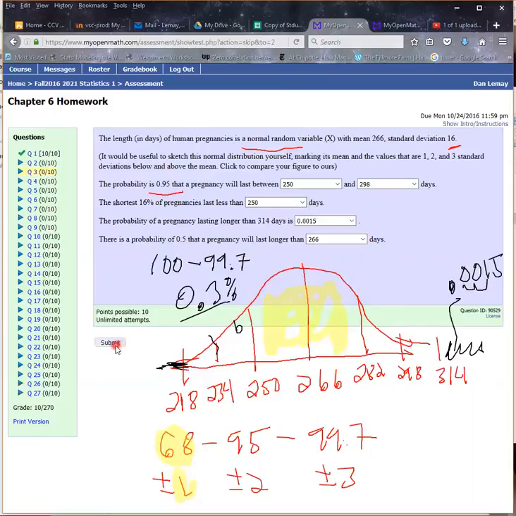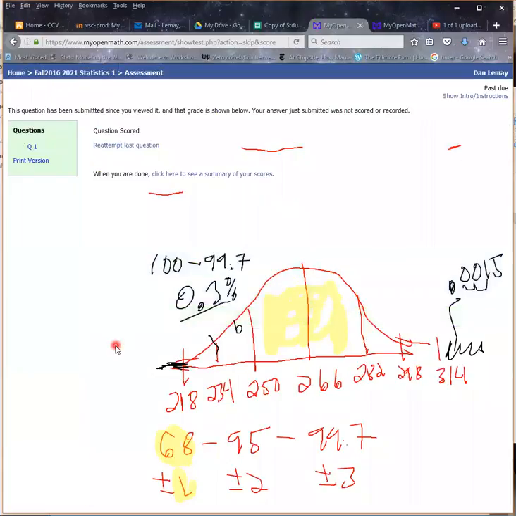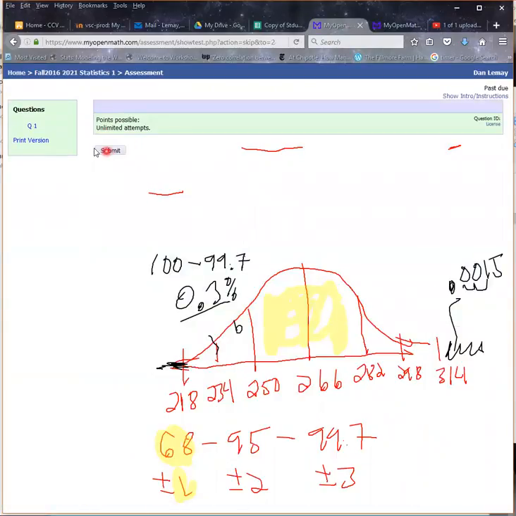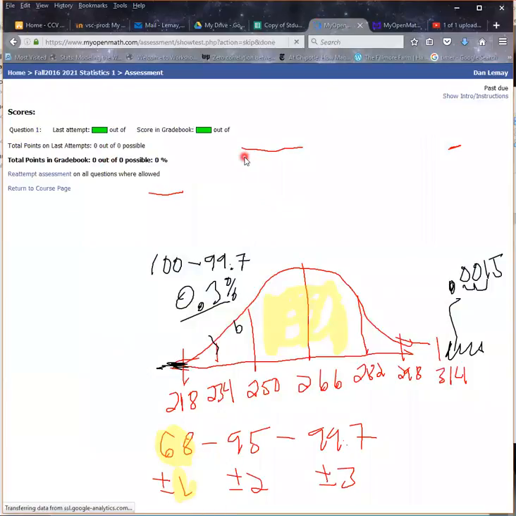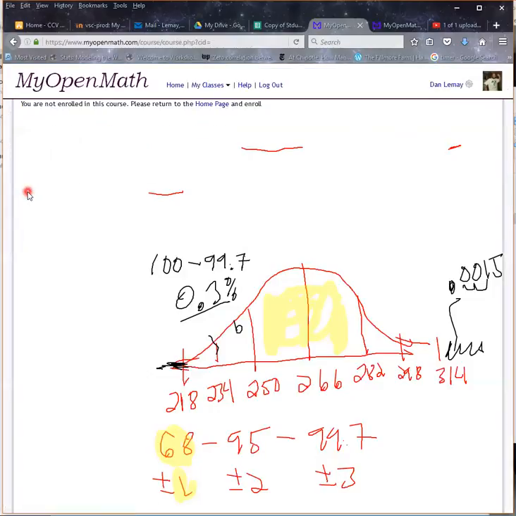And let's see how I did. I bet you it's because I did some editing here. Well, I know I'm right, so we'll just have to go with it. Sorry about that, but that's how you do that problem.